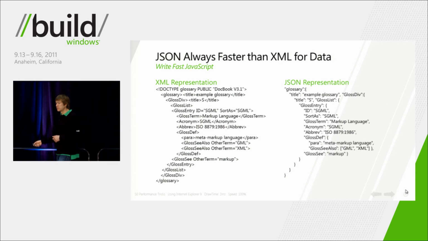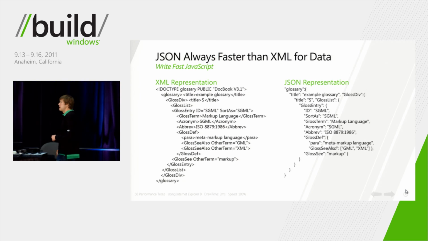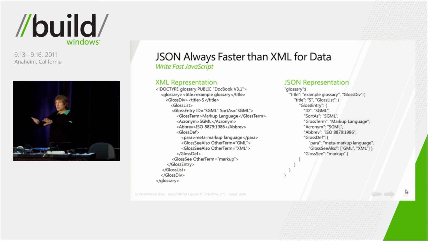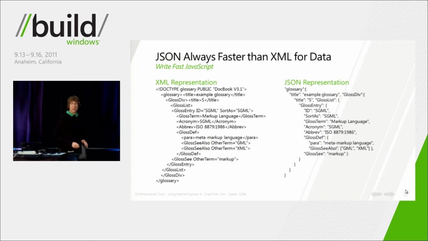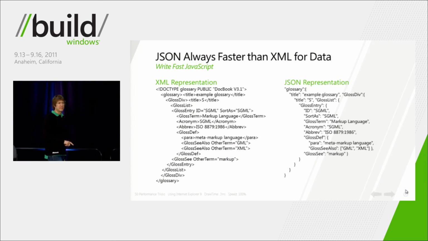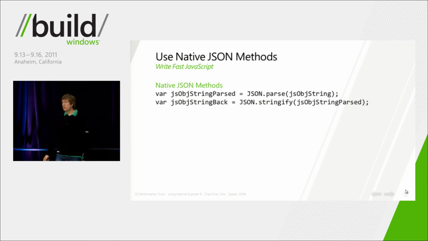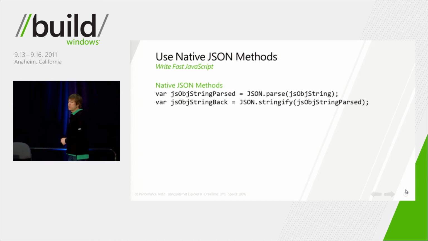A couple last ones. JSON is always faster than XML for data. XML is a great data format, don't get me wrong, but JSON from a performance perspective is much more efficient. So use that when possible. And then use the native browser JSON methods.